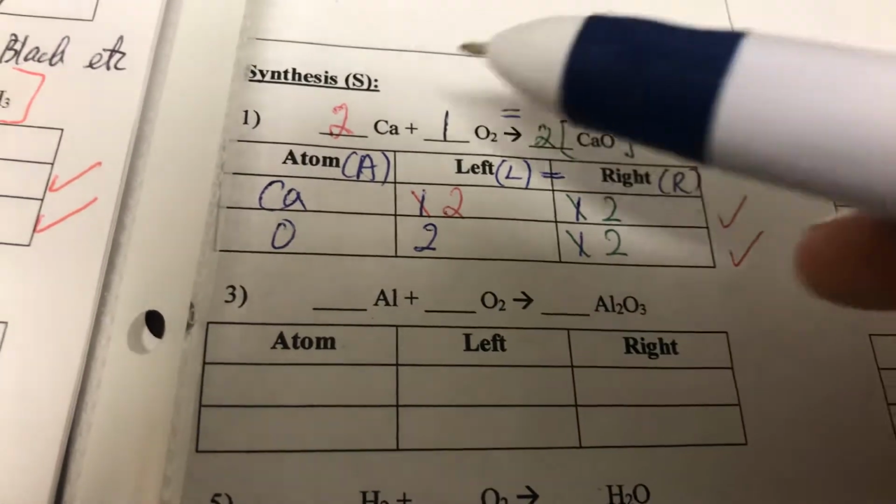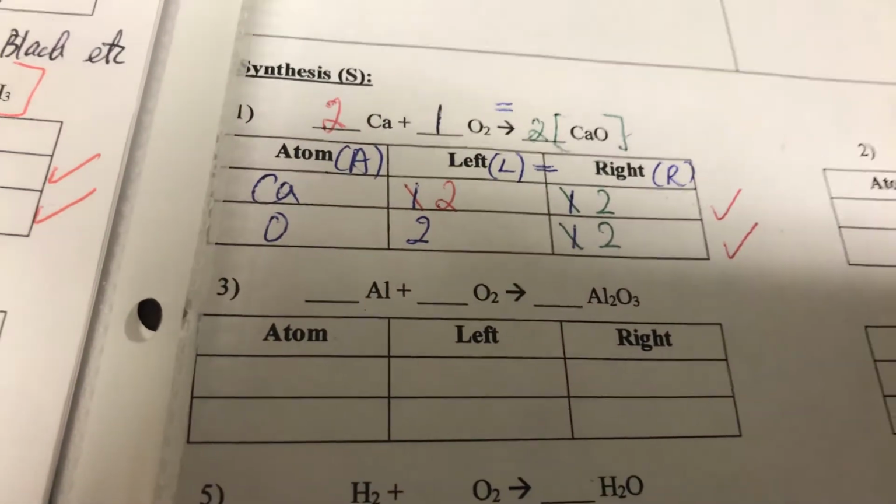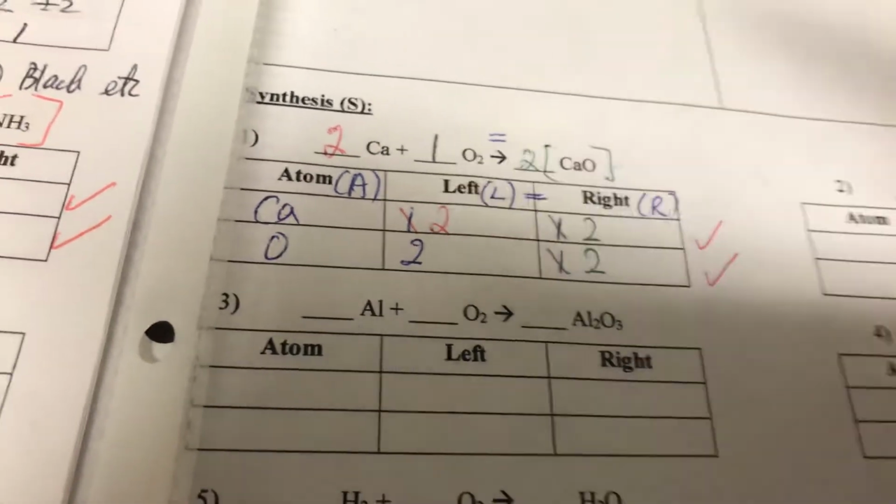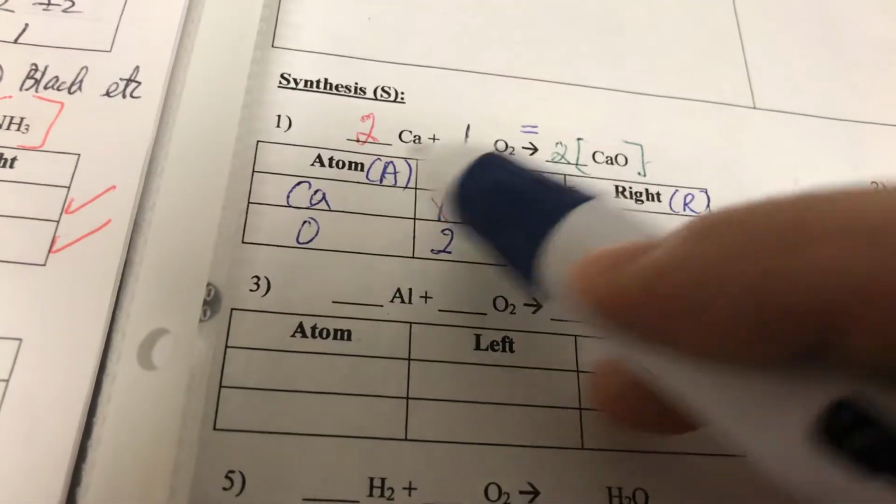Okay, and now you can see 2, 1, 2, the coefficients are in the most reduced form because we cannot divide them by any number other than 1. So this is the answer. Again, you always check the coefficients, are they in the most reduced form?